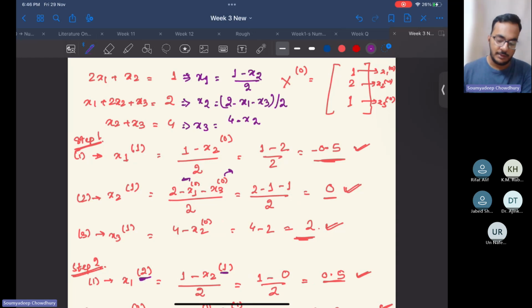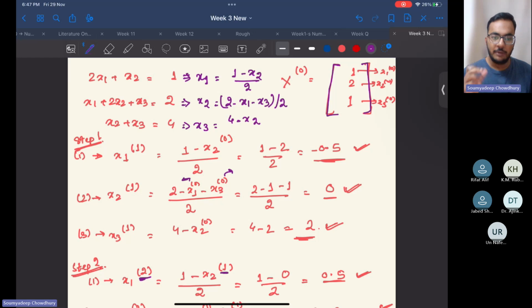In the first step, the first value of x1, that is x1 of 1, equals, from the first equation, 1 minus x2 of 0 by 2. And x2 of 0 comes from the x of 0 matrix given to you, that is the initial solution, which is 1, 2 and 1. So x2 of 0 is 2, and we'll get minus 0.5 as x1 of 1. Similarly, x2 of 1 is 2 minus x1 of 0 minus x3 of 0 upon 2, which is 2 minus 1 upon 2, which is 0. Similarly, we find x3 of 1.